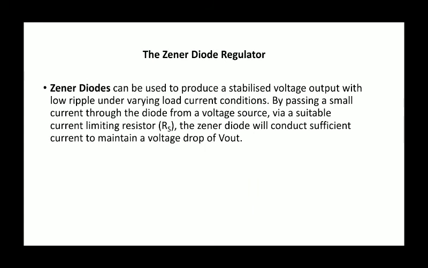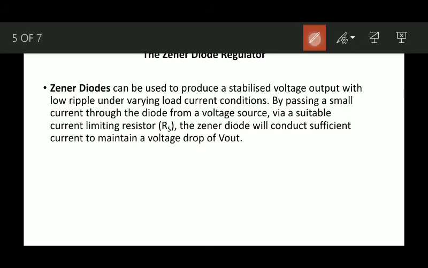Zener diode as a voltage regulator. A Zener diode can be used to stabilize the output voltage with low ripple under varying load current conditions. The Zener diode works on the principle, as I told you, that whenever the voltage exceeds the breakdown voltage, the extra voltage will produce a large amount of current, keeping that voltage constant.